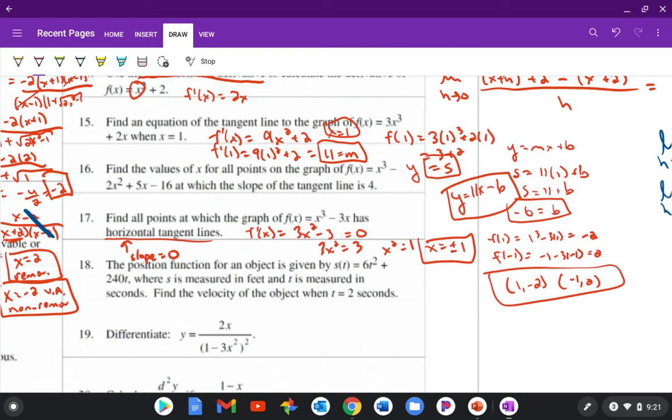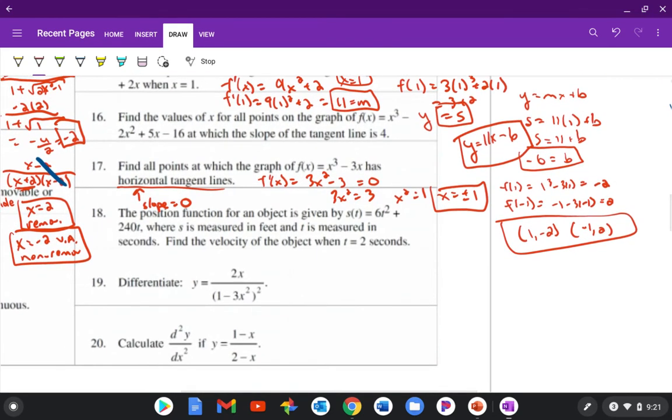All right, next one. Position function for an object is s of t. s is in feet, t is in seconds. Find the velocity of the object at t equals 2. So the thing that you need to know on this is that the velocity function v of t is equivalent to the derivative of the position function. So first thing we need to find is the derivative of the position function. That would be 12t plus 240.